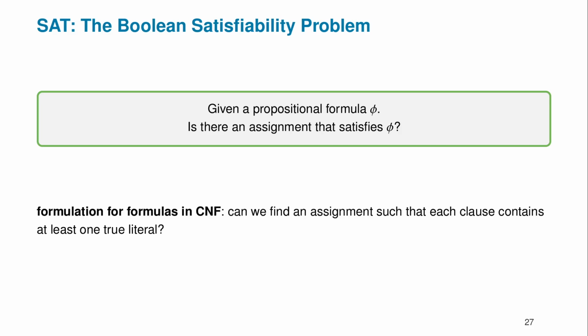And for a formula in CNF, this problem is formulated as follows. Can we find an assignment to the variables occurring in the formula such that each clause contains at least one literal that is true under this assignment? And this is the satisfiability problem of propositional logic. And when we can solve this problem, then we can also solve many other problems as well, because this problem has a lot of important properties that make it important from a theoretical as well as from a practical side for describing and solving other problems.